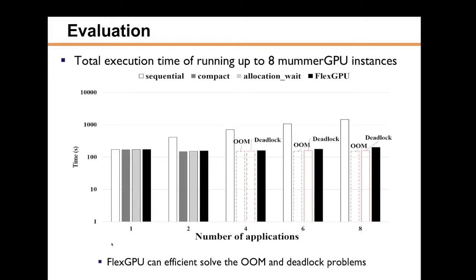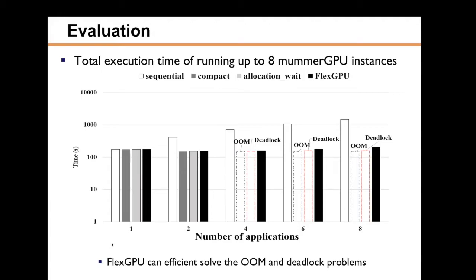However, because there's no additional mechanism to make sure all instances can fulfill their GPU memory allocation requests, several instances may suffer from OOM failure. And the third scenario is called the allocation wait scenario, which delays CUDA memory allocation calls to make them wait until there's enough free memory, which may cause deadlock, as I've already introduced in previous slides.